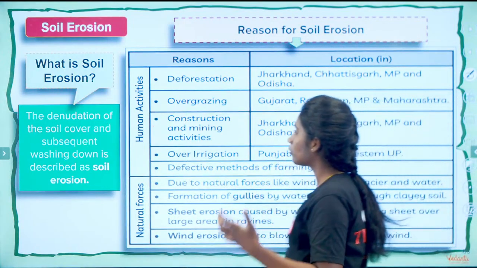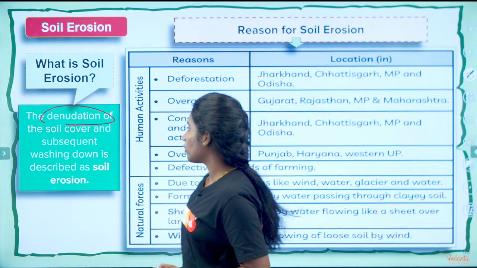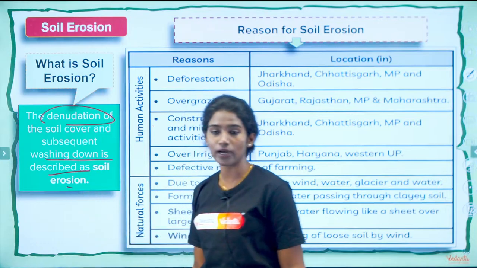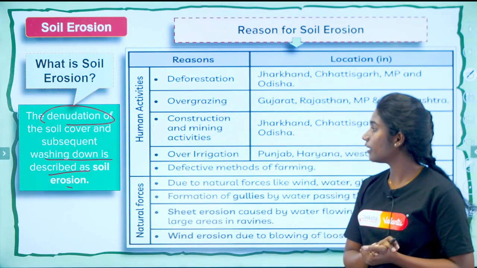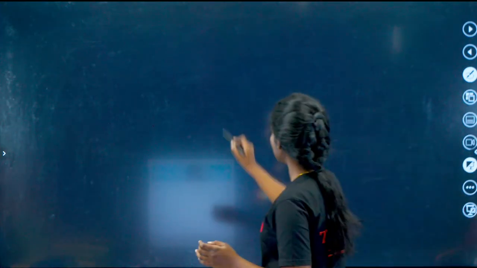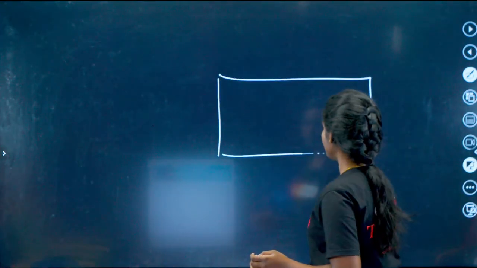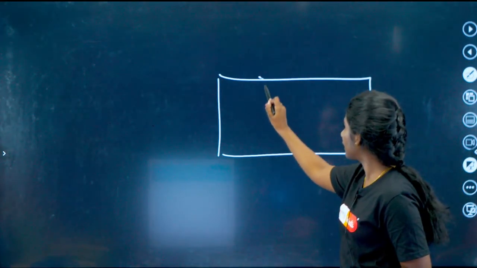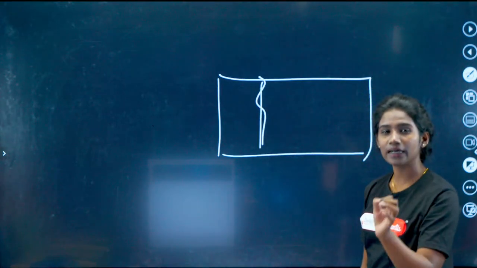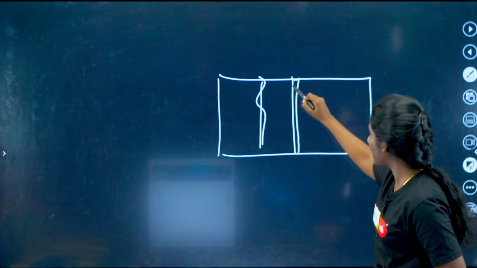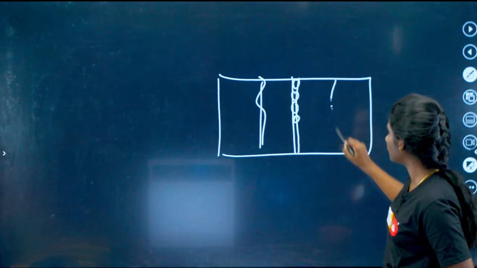So, what is soil erosion? I told you the denudation of the soil and then subsequent washing down is described as soil erosion. So what is denudation? Let me explain the denudation with the help of a drawing. Now let's say this is a rough diagram. Let's say this is a rock. You would have seen that on the rock some cracks will develop over a period of time. Certain cracks will be very thin, whereas in certain cracks there will be some space in between, and you get to see rocks and all that, right?